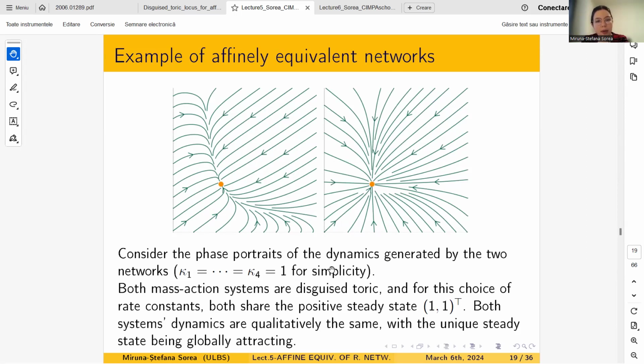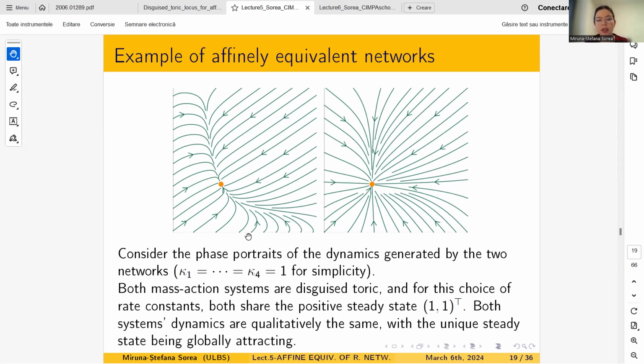Here is what happens. In the right picture is the phase portrait of the trajectories from the initial network, and the left picture is the phase portrait of the affinely invertible transformation of our network. Here there are some more explanations.